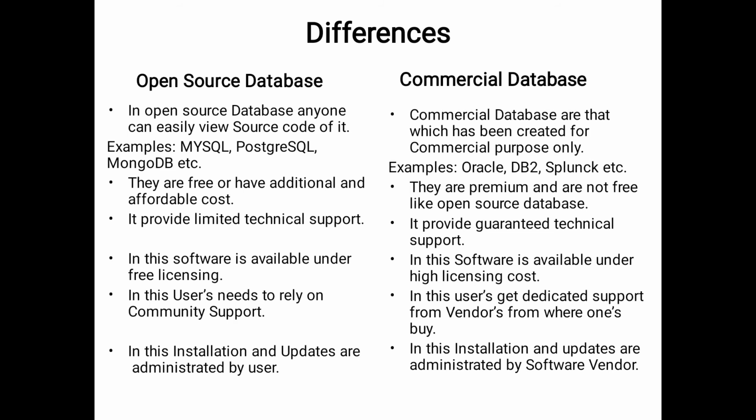Coming to the third difference, open source databases have limited technical support only. The commercial database provides guaranteed technical support. Coming to the fourth point, open source software is available under free licensing. We don't need any license agreement. Coming to the commercial, definitely we will take a license, that means we need credentials. Coming to the fifth difference, in open source the users need to rely on community support. We don't have any technical support, so definitely this is the disadvantage of open source software. Coming to the commercial, the support from vendors is very efficient and effective.